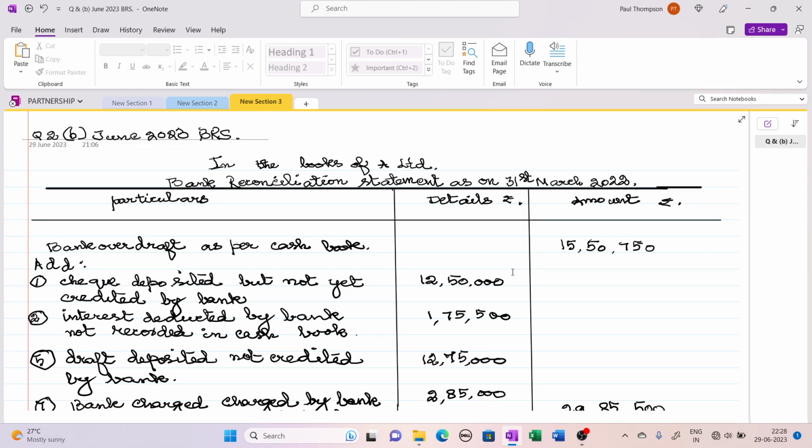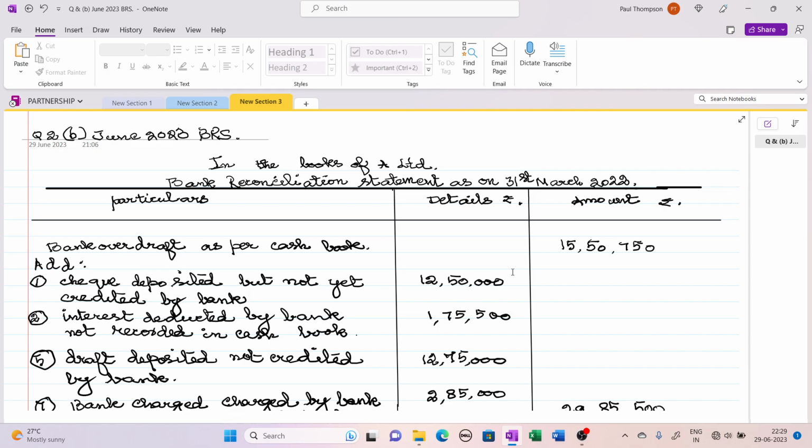In this video, we are going to see question number 2B of June 2023. Yet another bank reconciliation statement which starts with an overdraft as per cash book, and we have to find out the balance as per bank statement.